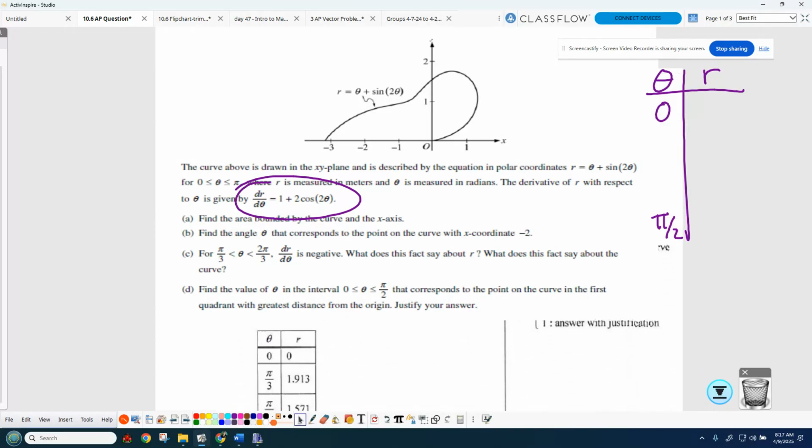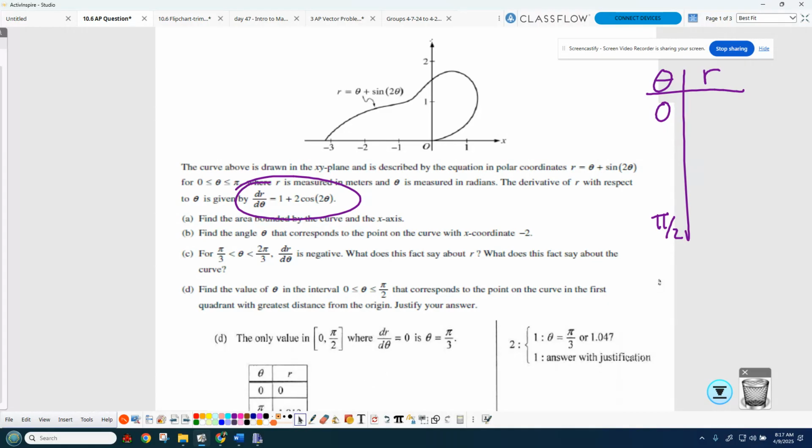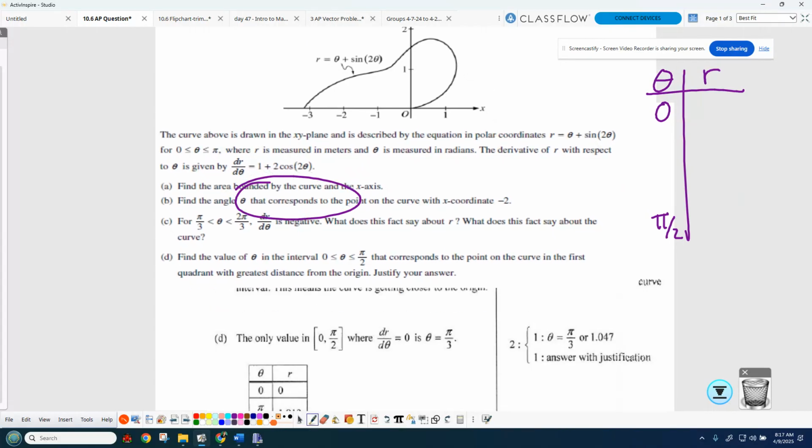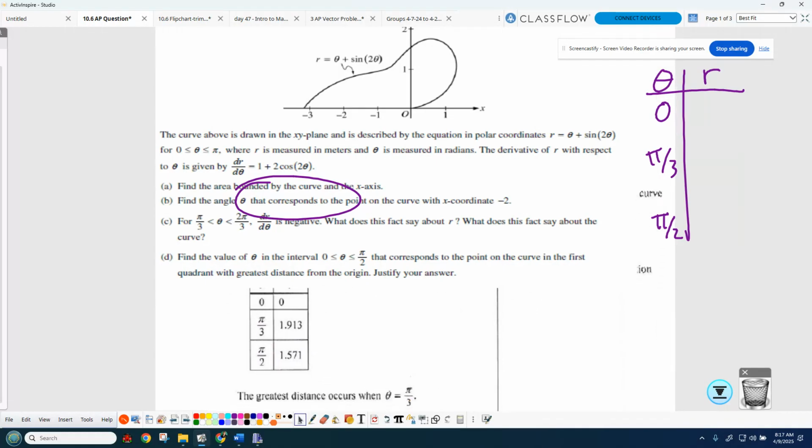All right, so when is dr/dθ 0? Pi over 3. And then find your radiuses in each of those. Where's the radius biggest? And then we gotta make sure we're answering the question.